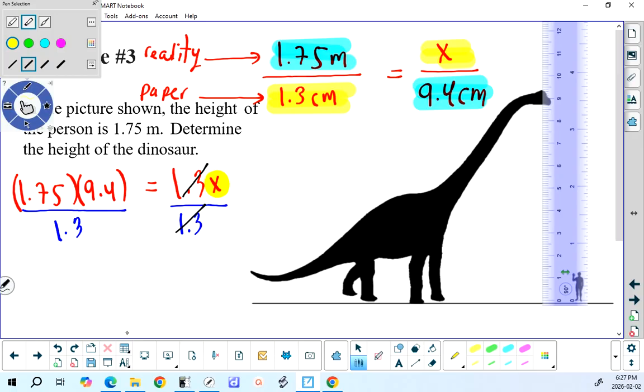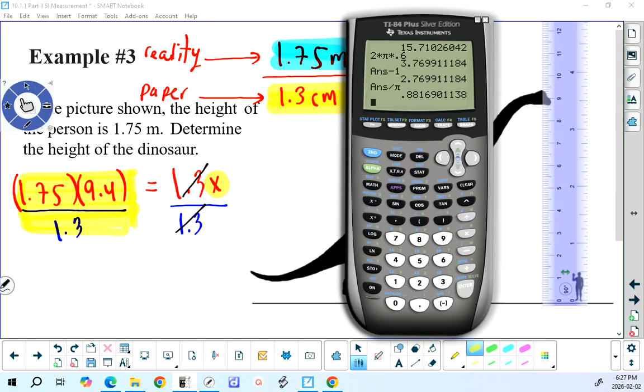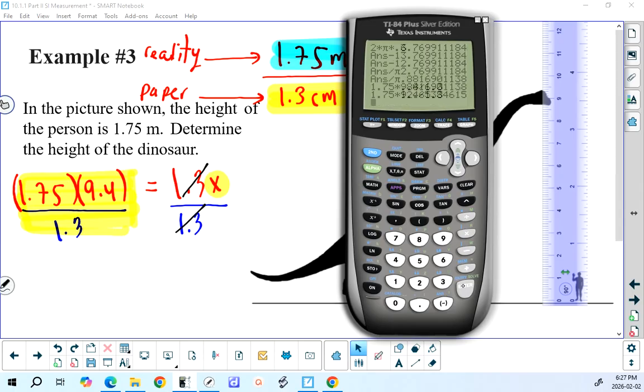This is going to be equal to whatever this is. And you don't have to calculate it in pieces. You can just take your calculator, take 1.75, multiply by 9.4, and divide by 1.3. You don't need to hit equals in between and then divide by 1.3. You can do it all in one shot. So we're getting an answer of 12.65. I'm just going to round it to 12.7 meters.